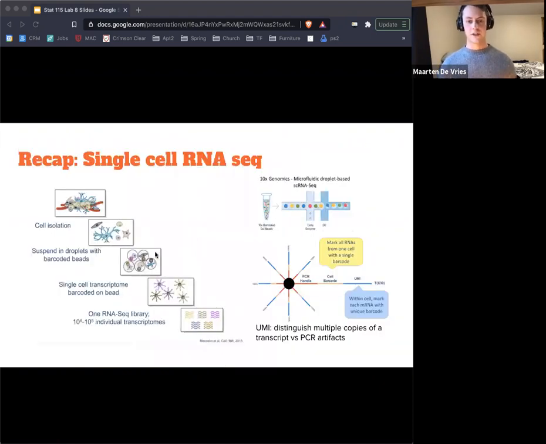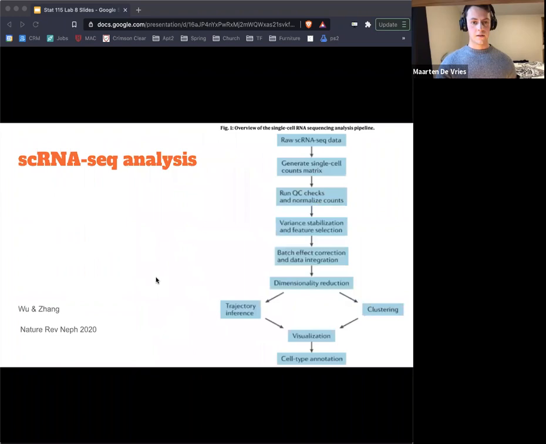Okay, so here we recap what I just said. I talked about the process of Drop-seq and then the importance of the UMI to distinguish multiple copies of the transcript versus PCR artifacts. Now let's talk about the analysis, which is what we're here mostly to learn about. So there's a lot of steps in the analysis workflow.